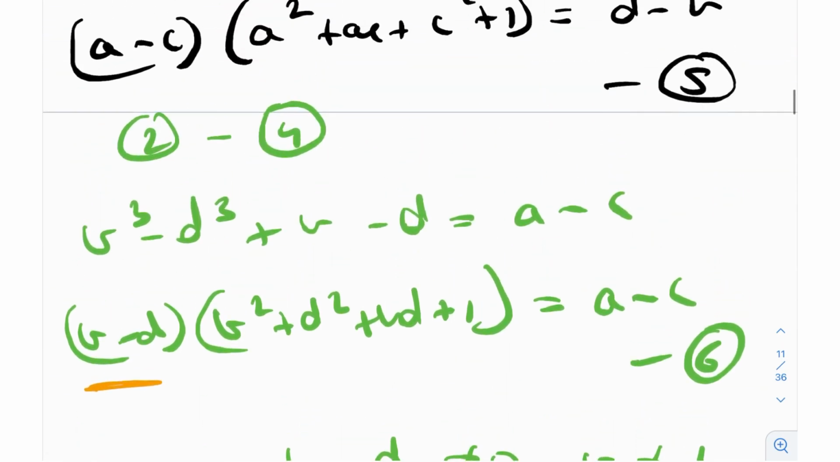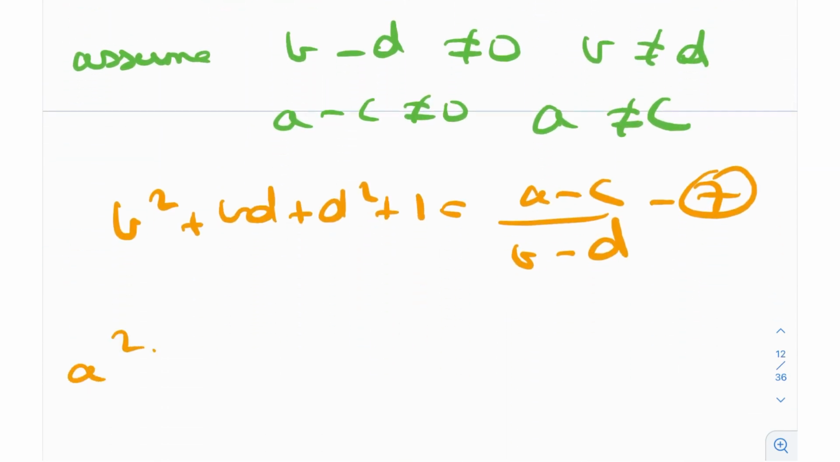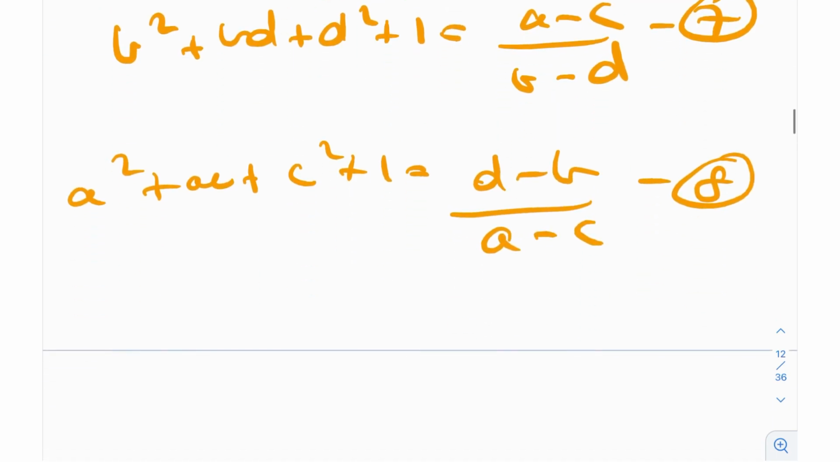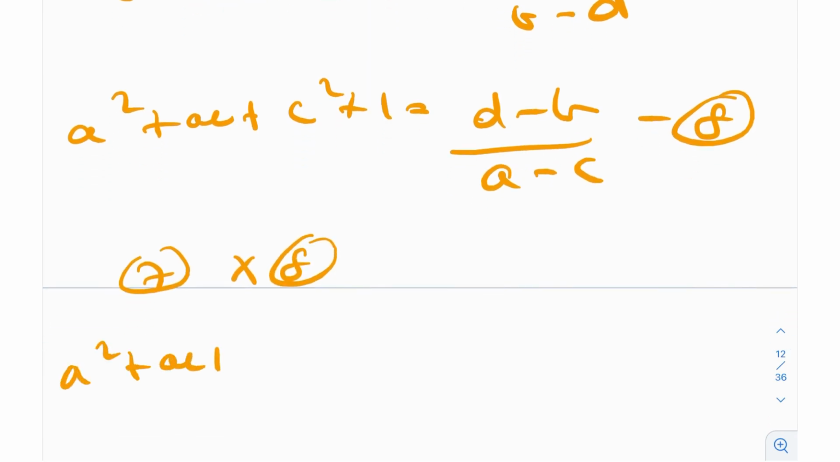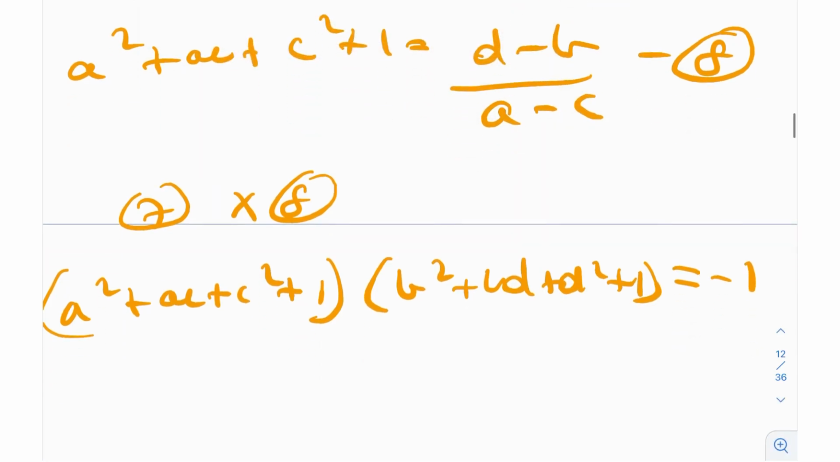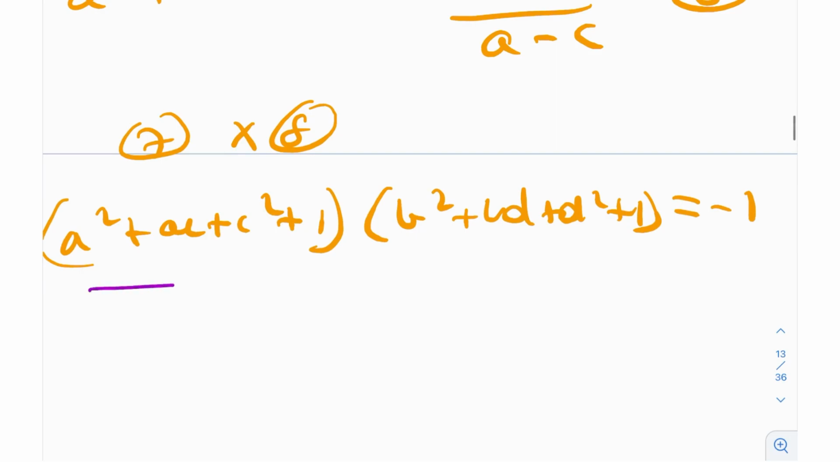And similarly from number 5, I can divide by a minus c on both sides. So I'll get a square plus ac plus c square plus 1 as, what will I get? I will get that as d minus b divided by a minus c. So if we multiply 7 and 8, I'll get a square plus ac plus c square plus 1 times b square plus bd plus d square plus 1 is equal to negative 1. And this I can very clearly see can never be true, because this is always positive and this is always positive.